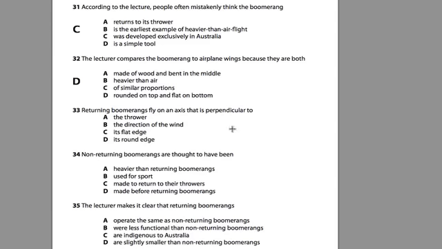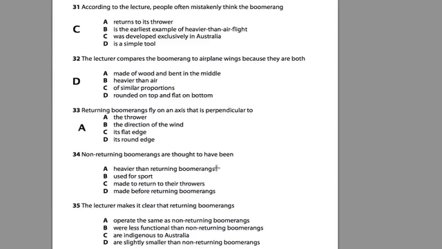Returning boomerangs fly on an axis that is perpendicular to the thrower, the direction of the wind, its flat edge, its round edge. And the answer is the thrower, and that's the reason why the returning boomerang comes back to the person that launches it.